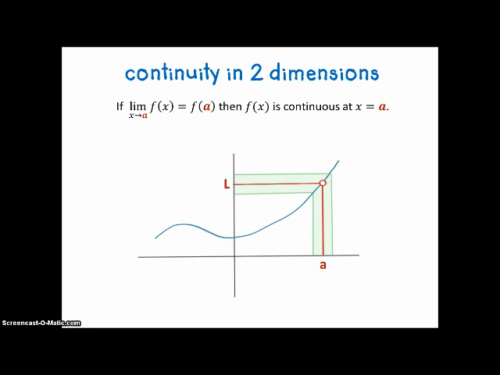Continuity in 2 dimensions. Recall that if the limit as x approached a of f of x was equal to the function value at a, then we said that f of x is continuous at x equal a. In other words, if that in fact is the limit L as x approaches a, and the function is continuous, then there can't be a hole there, and so the function value, the point, has to plug up the hole and make the function continuous.